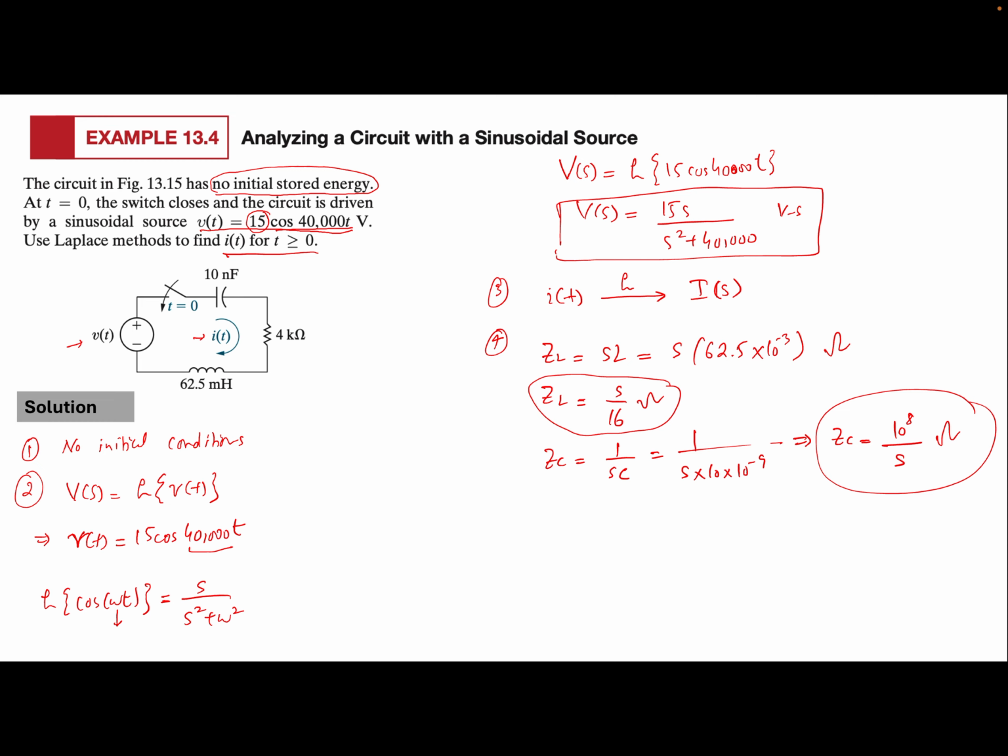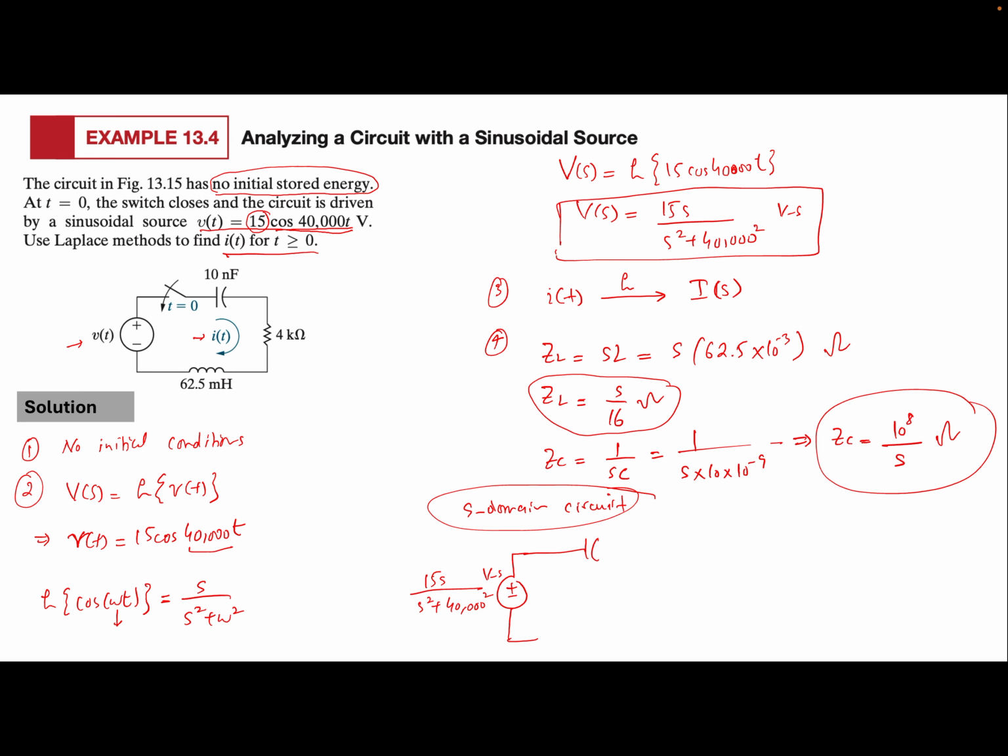Okay, so I got everything. Now let me make an S domain circuit. My S domain circuit is going to start with my voltage source in the S domain, which is 15s over s squared plus 40,000 square. Again, this is in volt seconds.